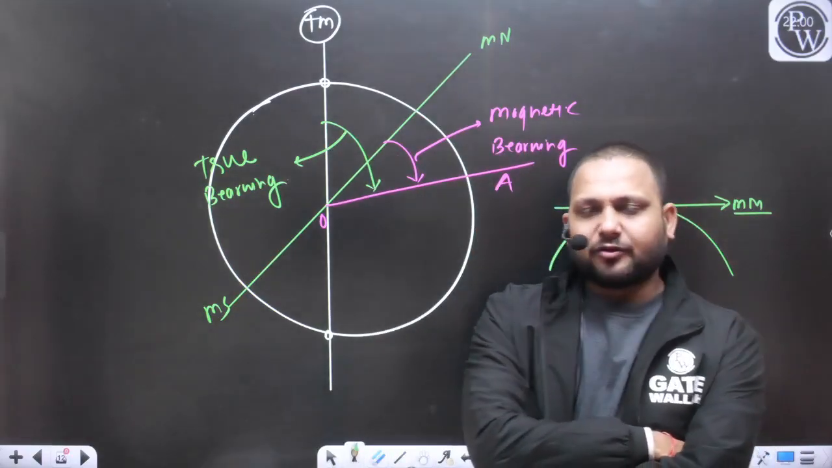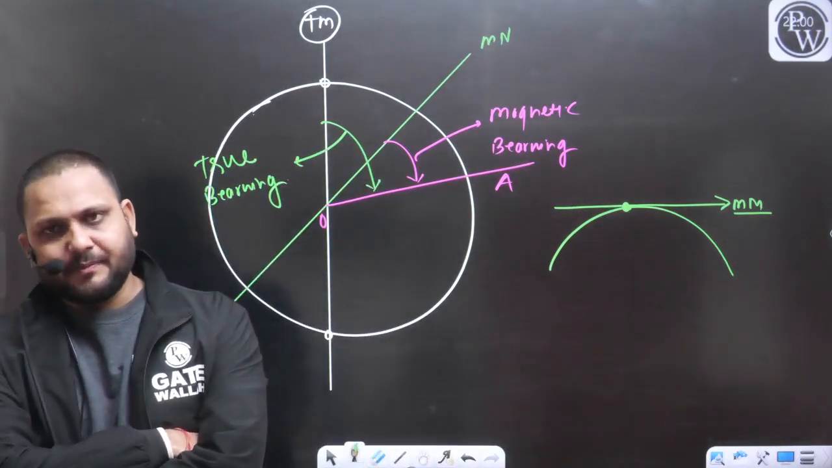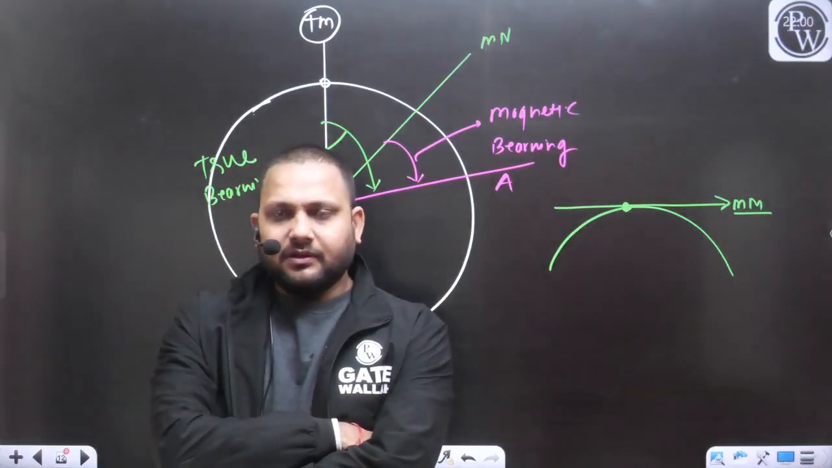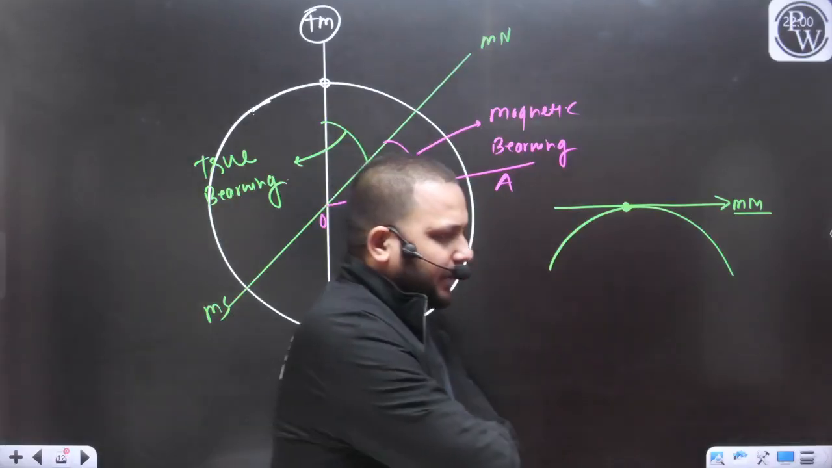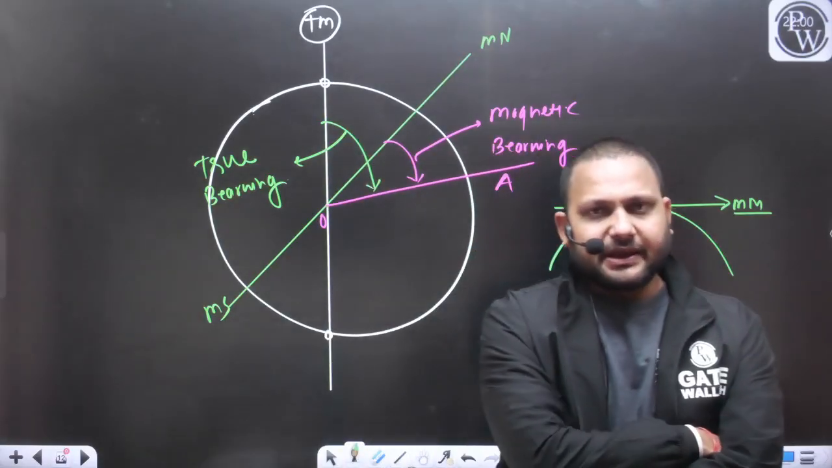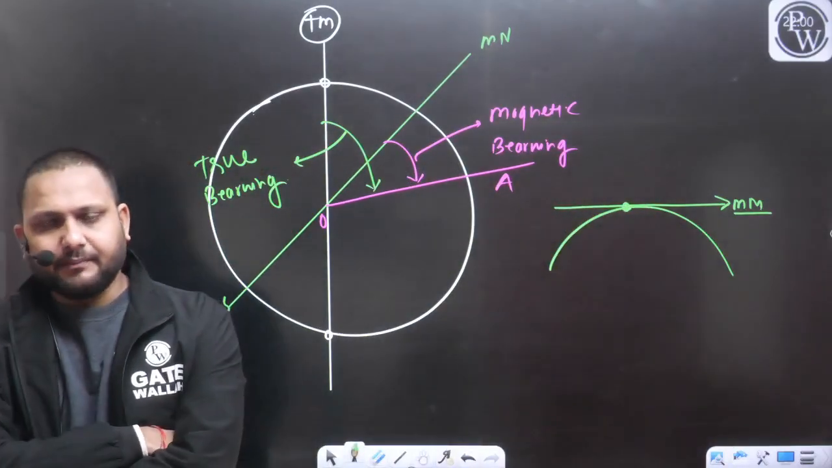There are two types of meridian. One is the true meridian, another is the magnetic meridian. The line joining the true north and true south pole is considered as the true meridian. The line joining the magnetic north and magnetic south will be considered as the magnetic meridian.